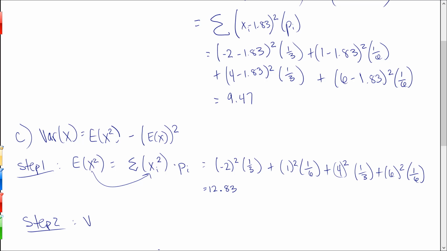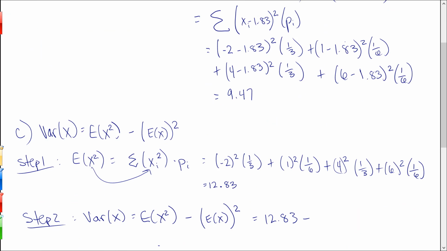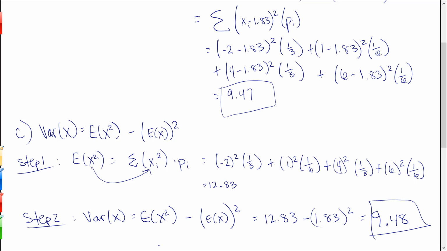we say the variance of x is equal to the expected value of x squared, which we just found, minus the expected value of x, squared. We just found the expected value of x squared is 12.83. Minus, coming back up, the expected value of x is 1.83, so we just have to square that. This gives me 9.48. Notice I got the same thing with both tricks. The difference here is just rounding because I used decimals, they used fractions, they didn't round at all. That's why we're just a little bit off.